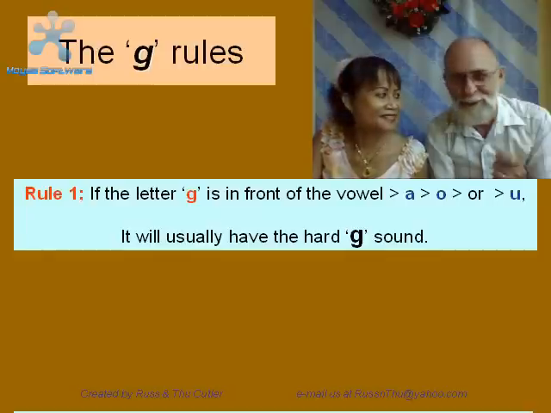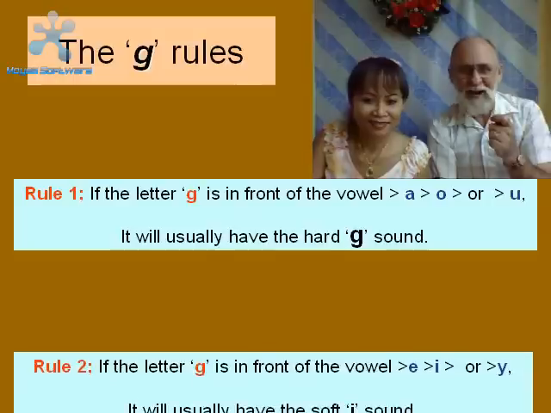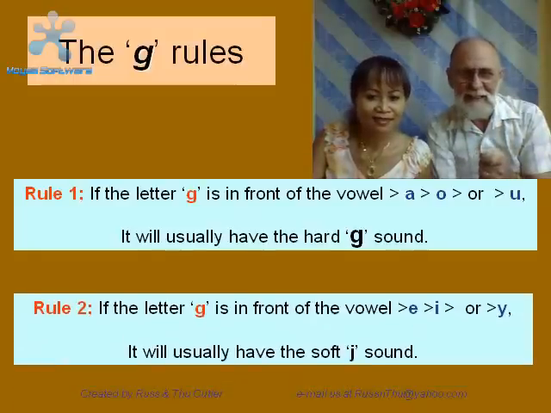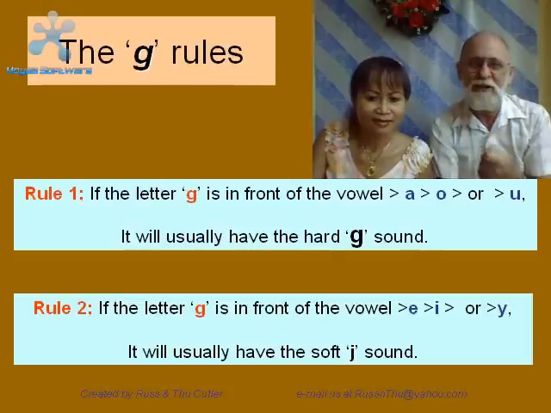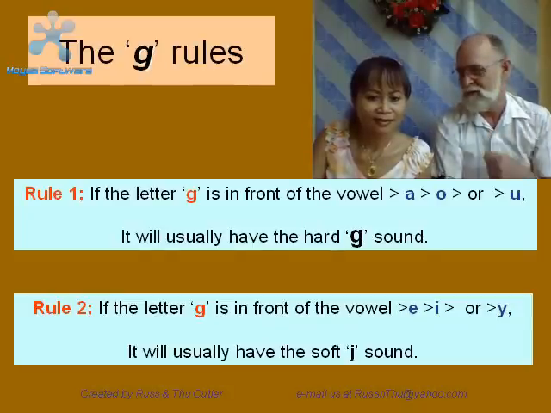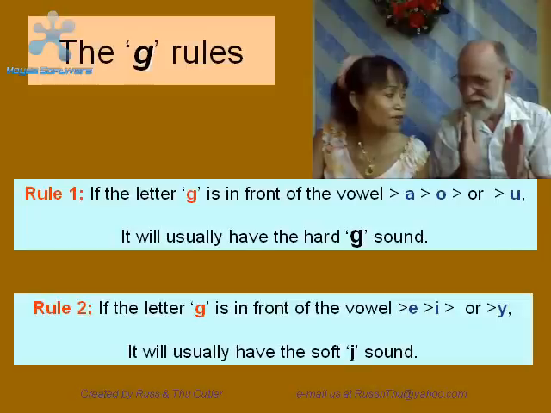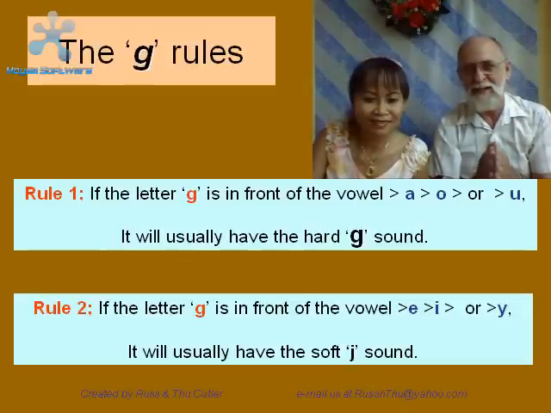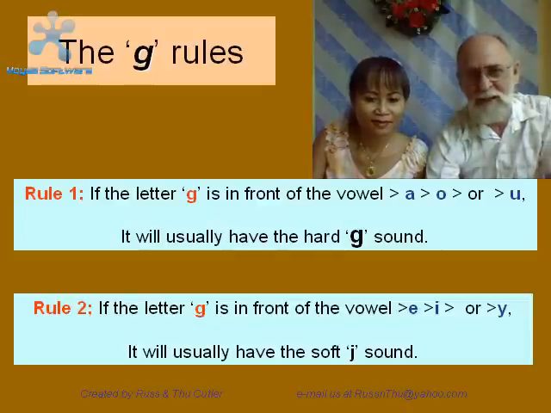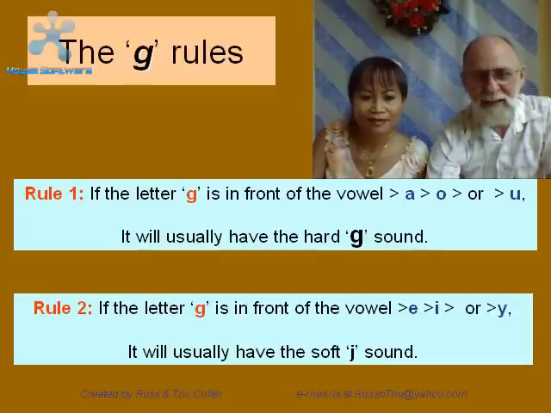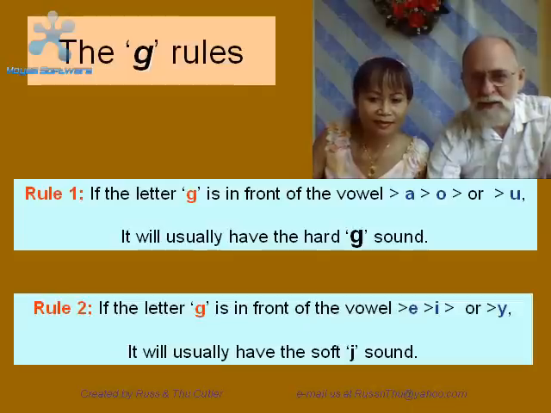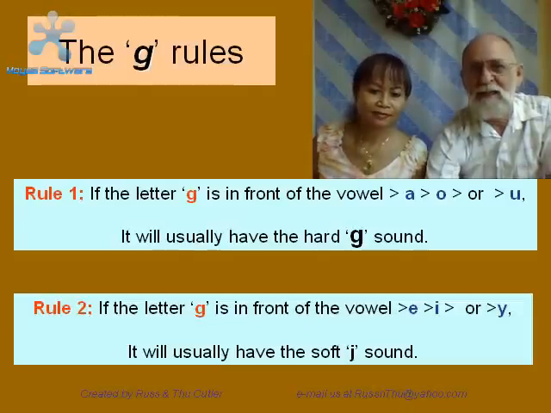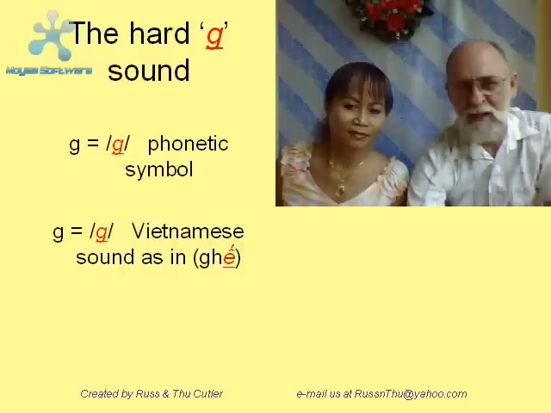Rule number 2: if the letter after the G is E, I, or Y, then that G will have a J sound, a soft sound. So I hope I remember all that. It's just like the C rules. So we just have to remember them. Now, let's look at the next slide and we'll listen to some words that have the G sound.